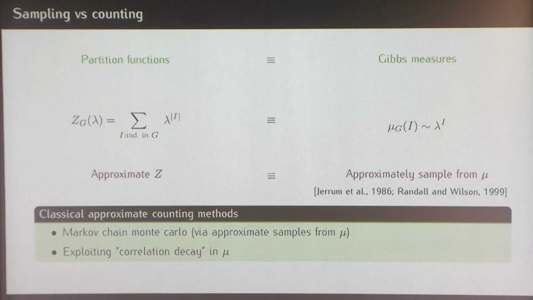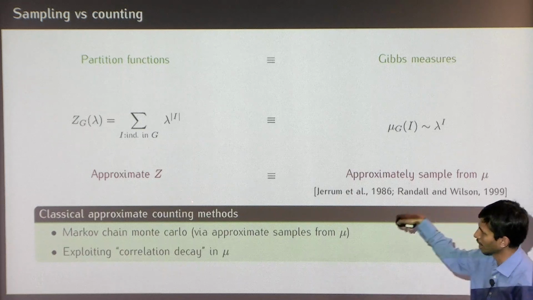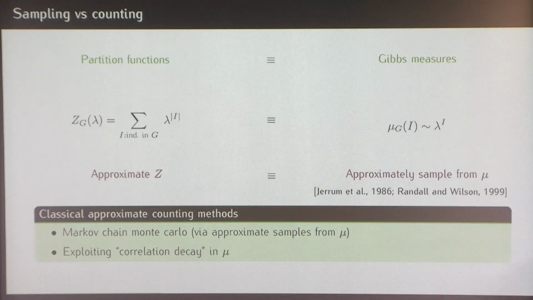And this dictionary has been used for many of these classical algorithms that do approximate the partition function. What they do is use the dictionary in this direction. So they try to approximately sample from the Gibbs distribution and use this correspondence to approximate the partition function. So they use sampling algorithms to give randomized algorithms for approximating the partition function. This is not something I'll be talking about, so this is another one of those.